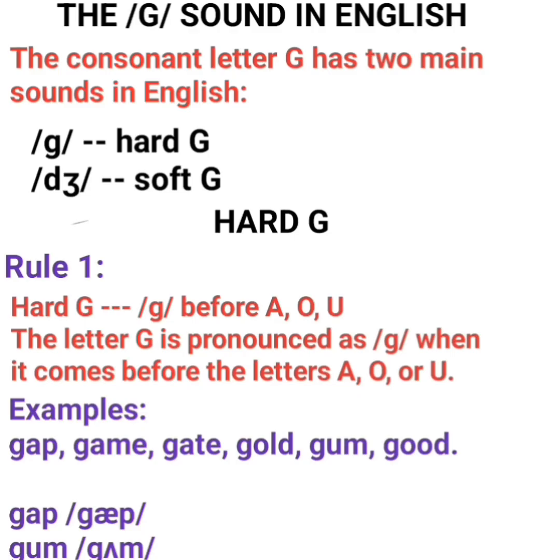Rule 1, hard G. Whenever the letter G is followed by O, A, or U, the letter G is pronounced as G, which is referred to as hard G. For instance, gap, gate, gold, gum, good. In the examples I stated, the letters A, O, U followed the letter G.